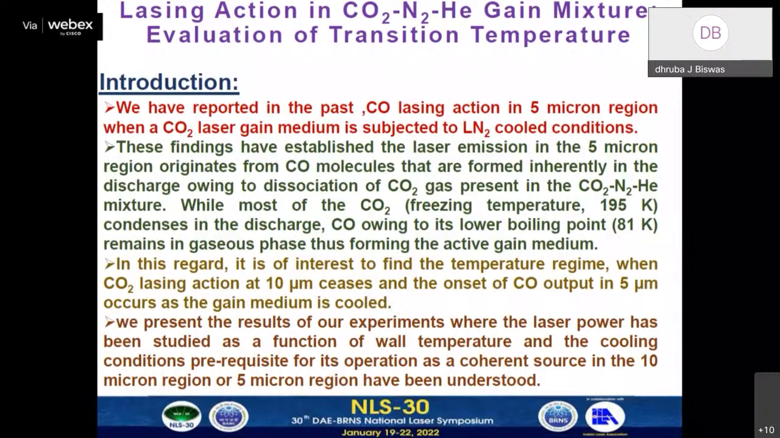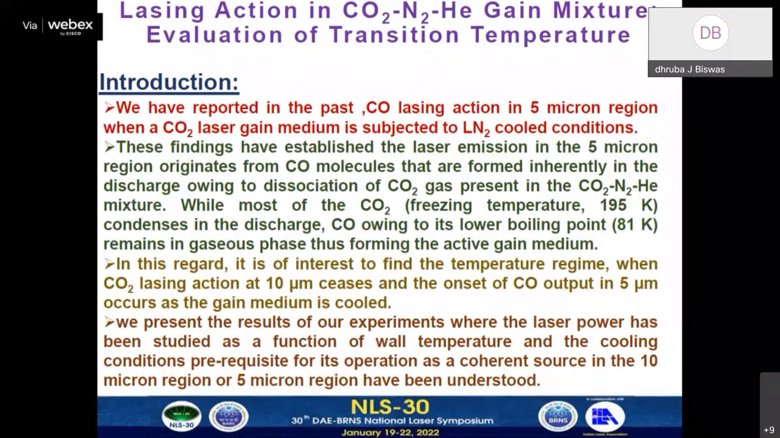While most of the CO2, which has a freezing temperature of 195 Kelvin, condenses in the discharge, the CO, owing to its lower boiling point of 81 Kelvin, remains in the gaseous phase, thus forming the gain medium. In this regard, it is of interest to find the temperature regime when CO2 lasing action at 10 micron ceases and the onset of CO output in the 5 micron region occurs as the gain medium is cooled.